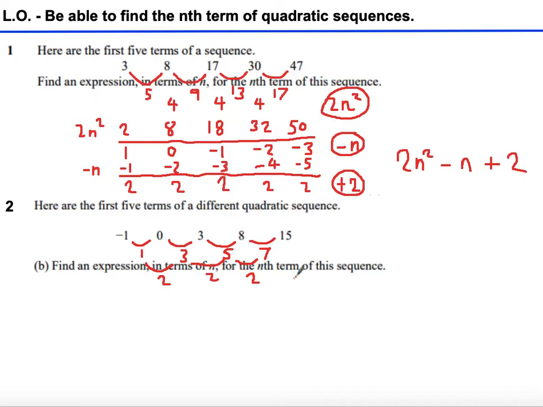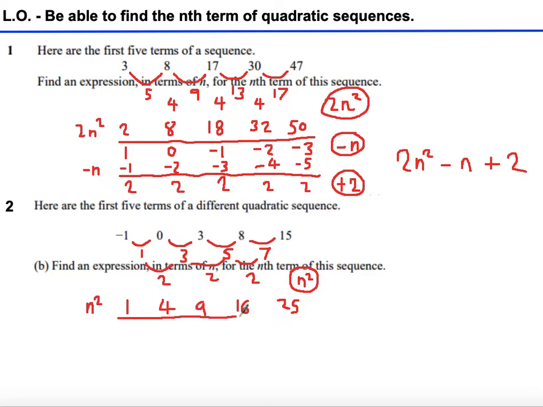We half the second difference. We divide it by 2 to find the coefficient of the n squared. 2 divided by 2 is 1. So it would be 1n squared, but we don't write 1n squared because it's not polite. So n squared is part of our sequence, and what we're going to do is we're going to subtract that from our original sequence. N squared is literally just the square numbers 1, 4, 9, 16, and 25, and we're going to subtract that from our original sequence.